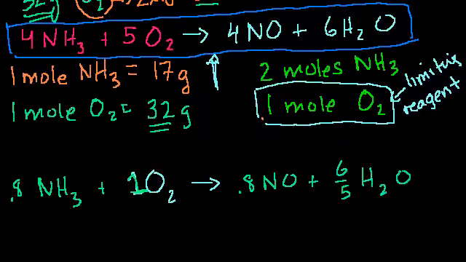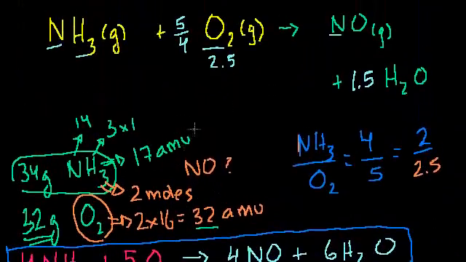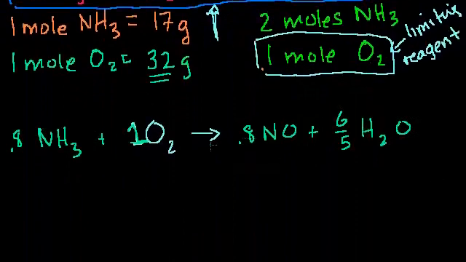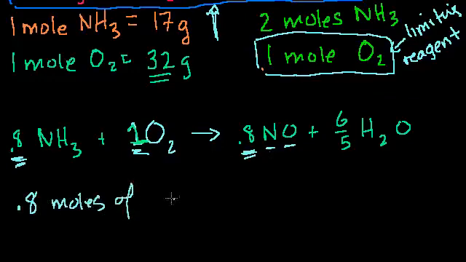And so the original question at the beginning is, how many grams of nitric oxide, or nitrogen monoxide, are we going to produce? So we have 1 mole of oxygen, 0.8 moles of ammonia, and we're going to produce 0.8 moles of nitrogen monoxide, right? Because we only have 1 oxygen. So 0.8 moles of nitric oxide, or nitrogen monoxide.